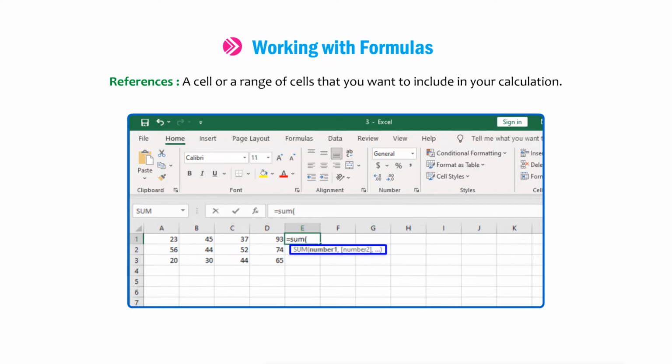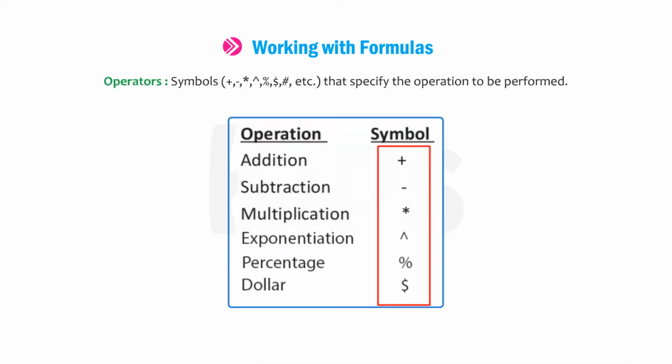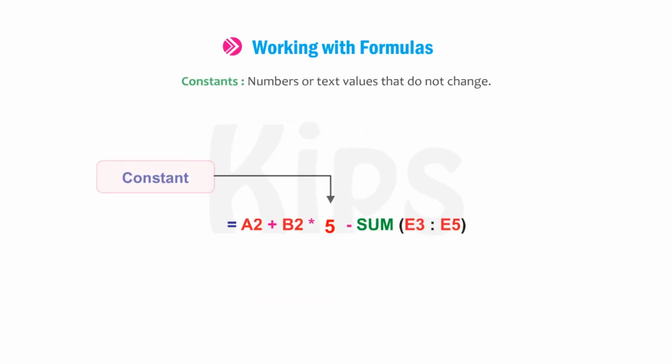Now, when we work with formulas, we have some components. First is references. Whenever you use any cell or range of cells in a formula, it is known as a reference. Next is operators. Without operators, we cannot perform the operations we require. Then we have constants, meaning numbers or text which will not change. For example, if we have 5 as a number, we can't change the value of 5.